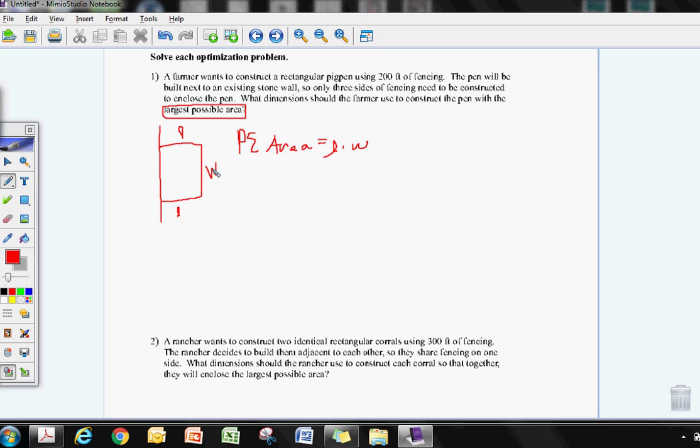Okay, so I'm going to change colors now. I'm going to go green for my secondary. My secondary information deals with the fact that I have 200 feet of fencing to use. So I know that 2 L's plus W is going to equal 200. Now, that green one needs to be plugged into the red one.